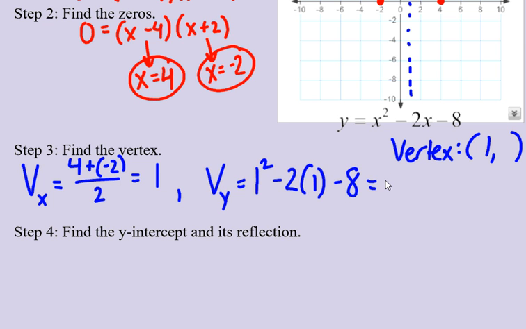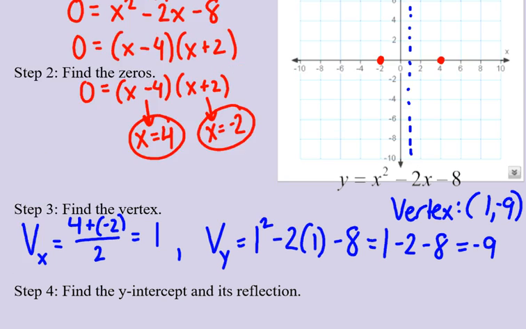1 squared is 1, minus 2, minus 8. If you type all that in, 1 minus 2 is -1. -1 minus 8 is -9. So my vertex is at 1, -9.